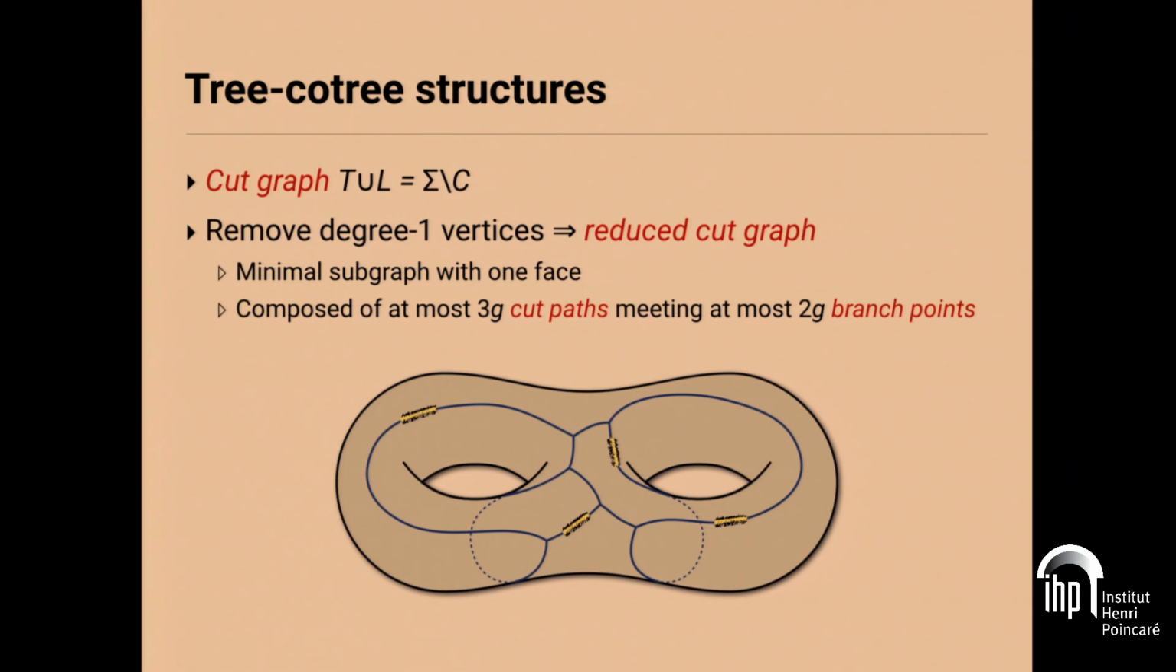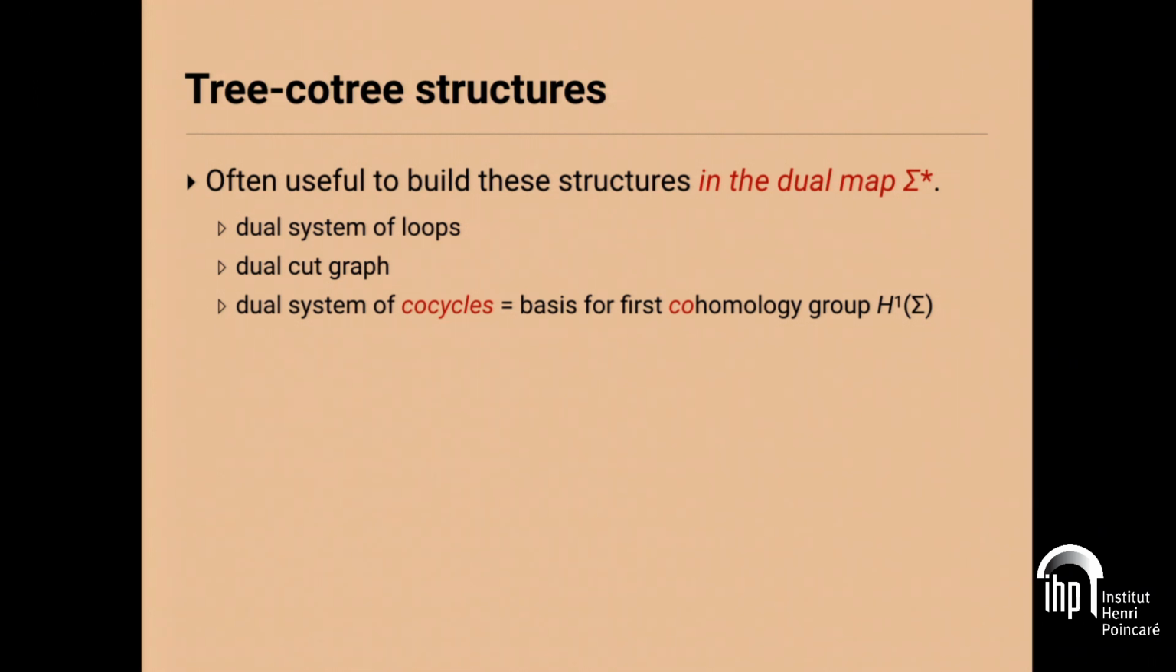Sometimes you want to build these things by considering the tree and leftover edges and playing around with them. Sometimes it's actually much more convenient to think about the dual graph, and you construct a dual system of loops or a dual system of cycles, or taking it back to the original graph, a system of cocycles. Or I want to build a dual cut graph. And whether you want to do these things in the primal graph or the dual graph is largely a matter of convenience.